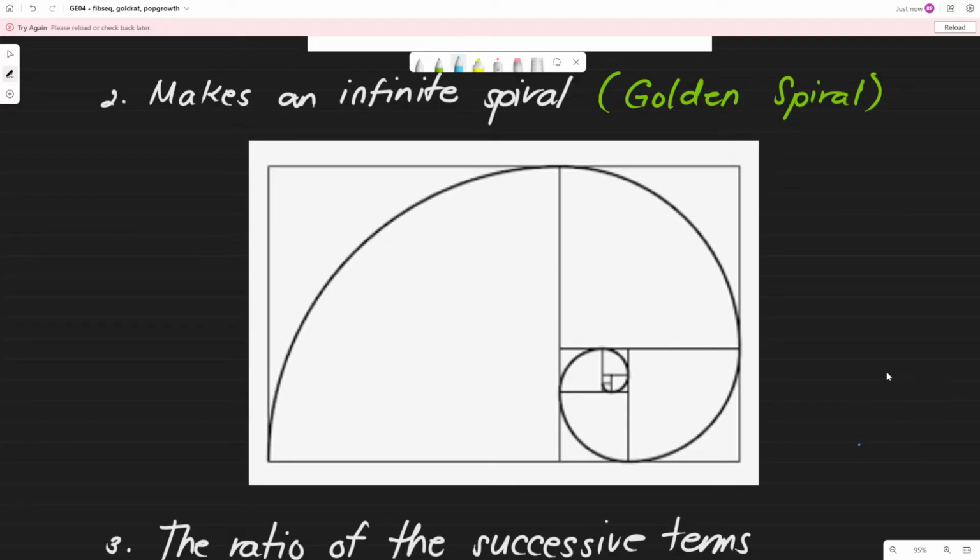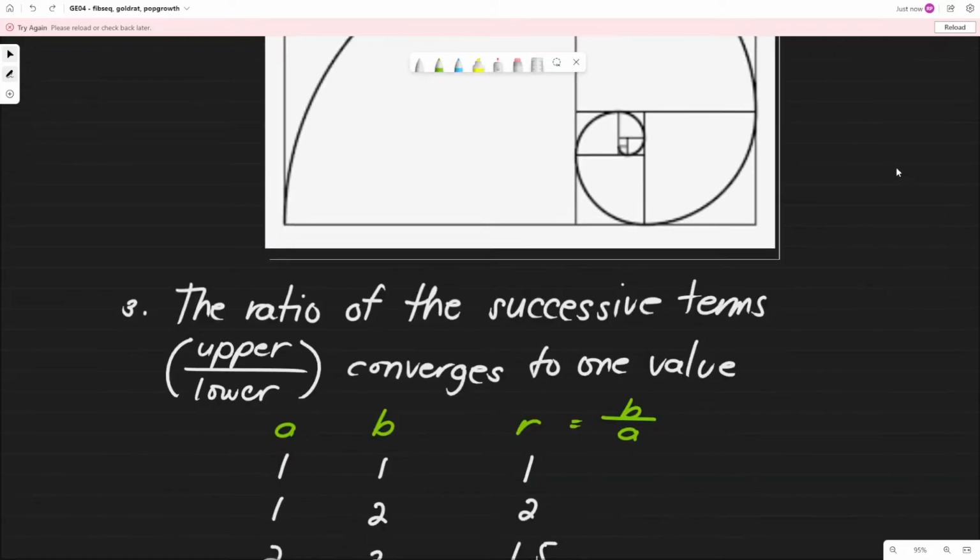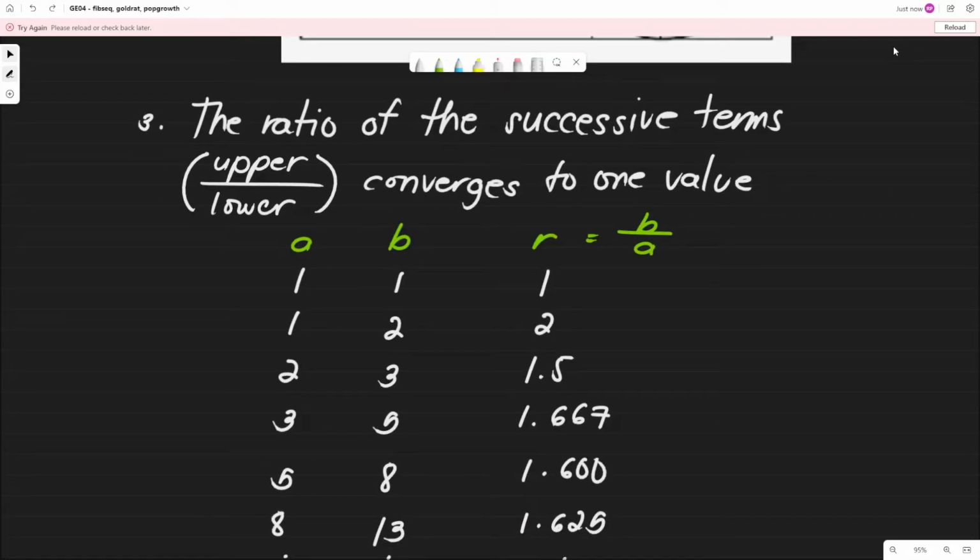Then last is the ratio of the succeeding terms. That is the upper term divided by the lower term converges to one value. Let's say I will take the lower terms as A, then the upper terms as B. Then we have R, yun yung ratio. R is equal to B over A. Then let's put the succeeding terms. We are going to start with 1 divided by 1, kasi 1 divided by 0 is undefined. So 1 divided by 1 is 1.